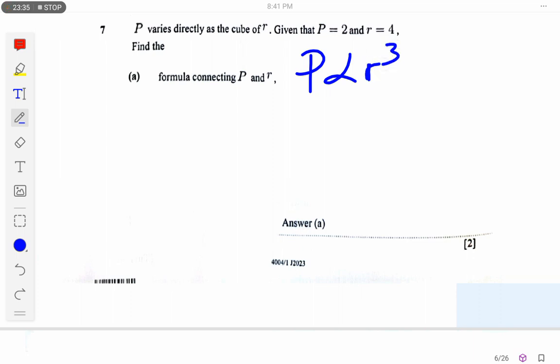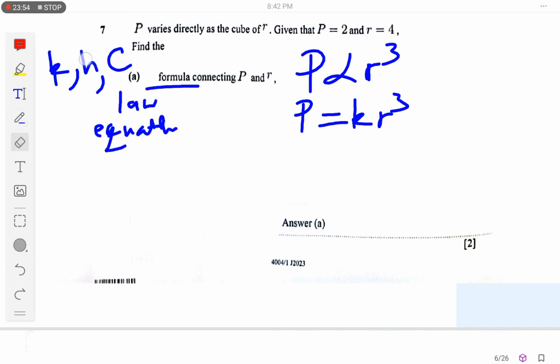Okay, then to remove this proportionality sign, we introduce a constant. We say P is equals to K R cubed. Normally we use K, we use H. Sometimes when it's combined, we can also use a capital letter C. You will see as we do some more question papers. Okay, let's finish off now.